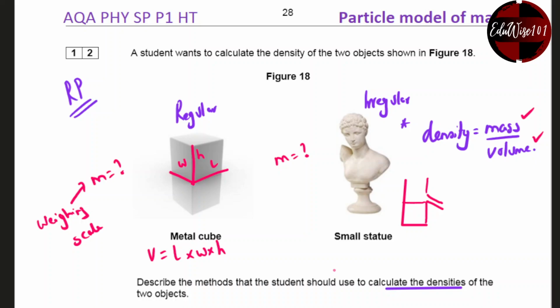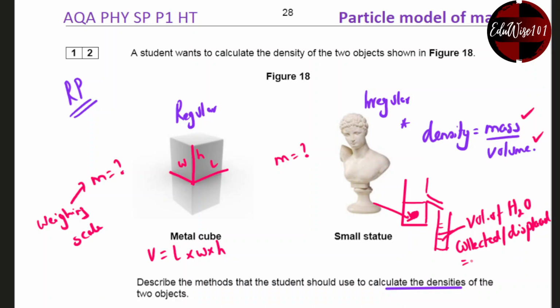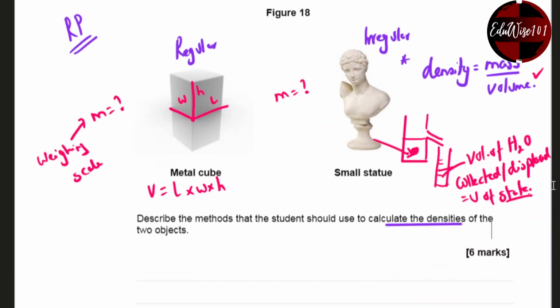You fill it up with water, then you put the statue inside, or you immerse it, and the water level is going to go up, and you collect the water that comes out in a measuring cylinder, and the volume of water collected, or you could say displaced, is equal to the volume of the statue, right? That's your answer.